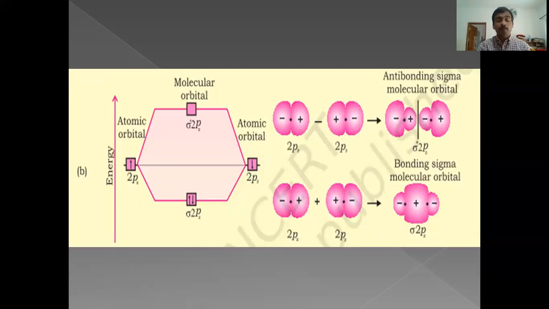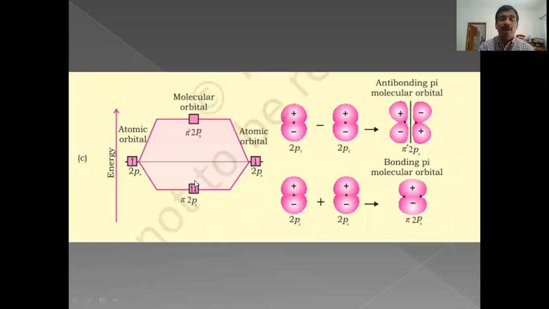Now the next one, overlapping of 2p orbitals. 2p orbitals can overlap in two ways: sigma overlapping and pi overlapping. In the case of sigma overlapping, additive overlapping and subtractive overlapping are possible, and here it is additive overlapping. Here you can see the electron density between the nuclei is high, so it is highly stable, a lower energy state. And here, with subtractive overlapping, the electron density between the nuclei is minimum. That is unstable. So which are the orbitals formed? Sigma 2p and sigma star 2p.